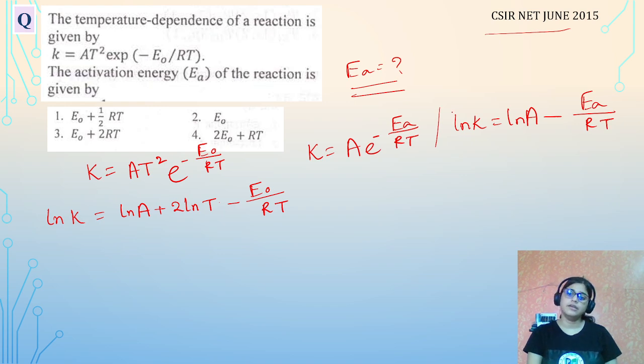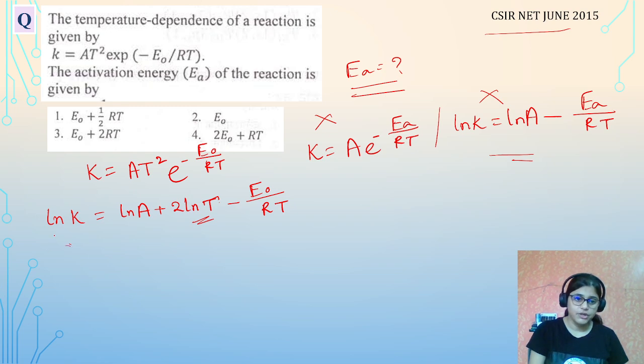Now we know that one representation in the Arrhenius equation is ln k equals ln A minus E by RT. But here one T term is present, so we can't compare this one with that one. So what is left now? What can we do here?